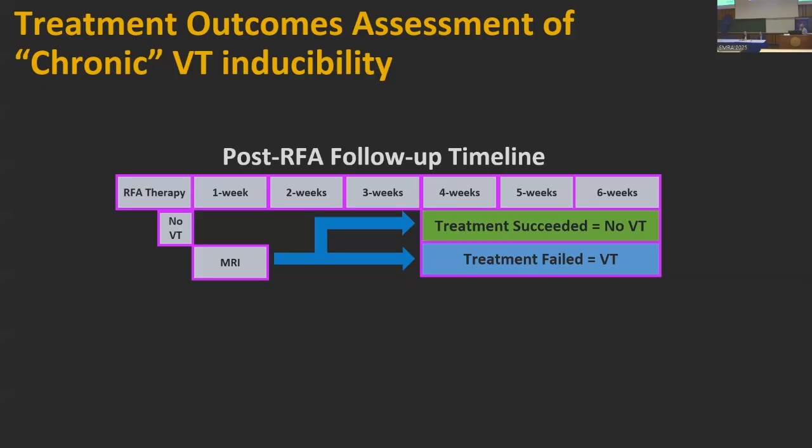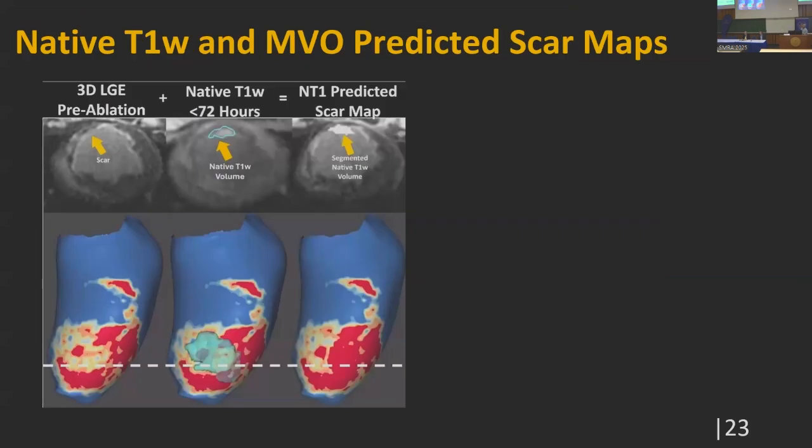So what we did was we effectively guessed at what the chronic LGE map would look like by taking the pre-ablation LGE, taking the native T1 weighted scar volume, and effectively merging that in and saying that's all going to become dense scar. And so this is what we think the dense scar map is, and now we're going to go look for channels in that dense scar map.